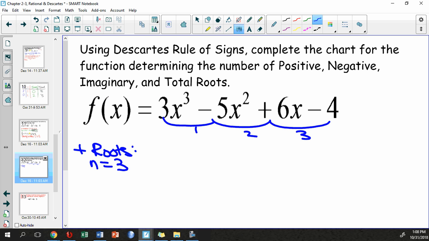So if n is 3, what am I going to do each time to n? I'm going to subtract what from it? 2 units, right? So I can have 3, or 3 take away 2 is 1. Can I go any lower than 1? I cannot. I have to have at least 3 or at least 1 positive root. Do we understand that? Okay, now let's do the negative roots.